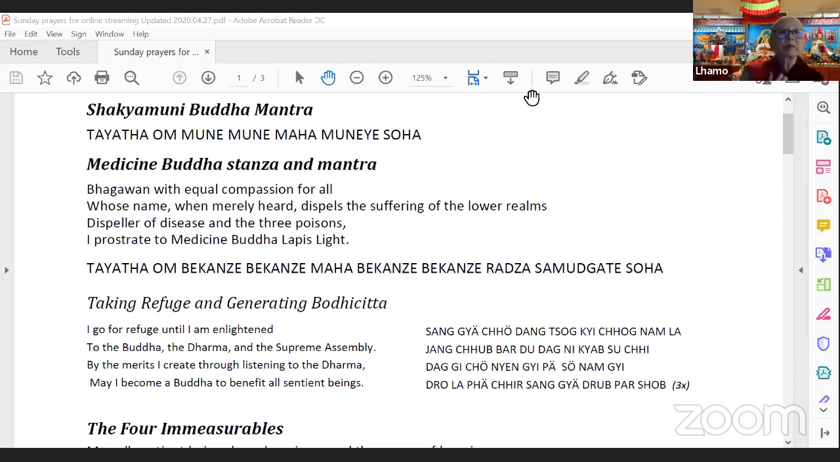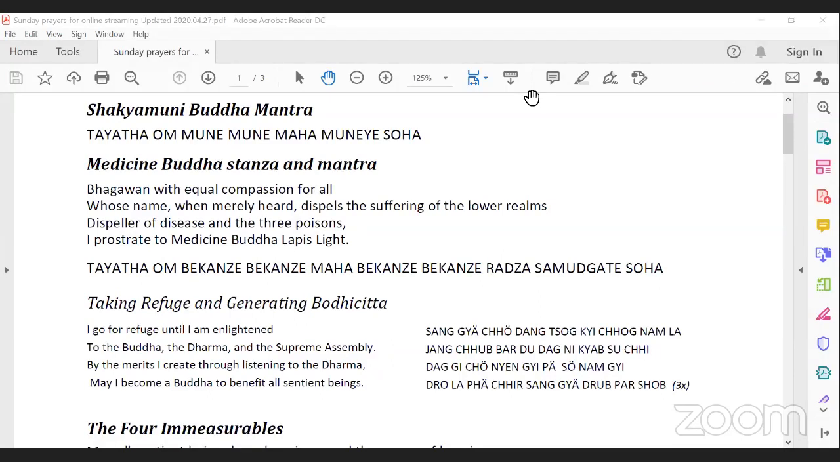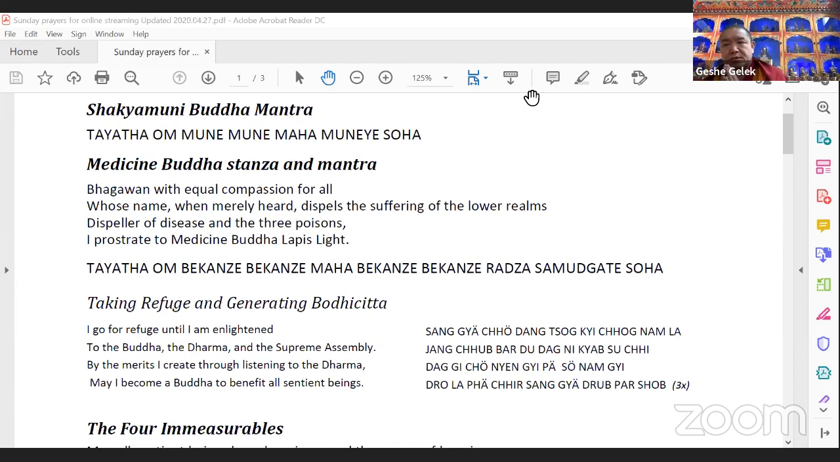Start with Shakyamuni Buddha's mantra 3 times. Teyata Mune Mune Mahamunaya Soha. And now Medicine Buddha's stanza.